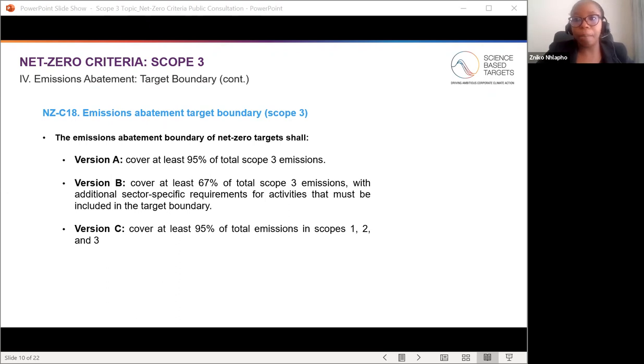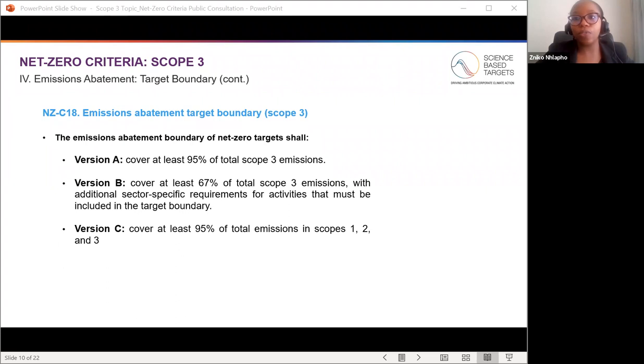Version B, in comparison to version A and C, is more consistent with SBTi's current scope 3 criteria. Version C then details out the requirement to cover at least 95% of total emissions in scope 1, 2, and 3, slightly different from version A.